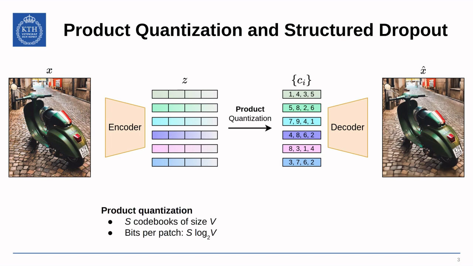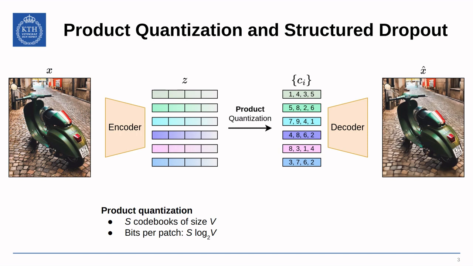With S codebooks of size v, the cost in bits to encode one patch is S times log v. Alternatively, we can choose to keep only a subset of the codes at a reduced cost, which enables us to control the bitrate at the patch level. But how do we know which codes can be dropped if we also want to keep the reconstruction quality high?